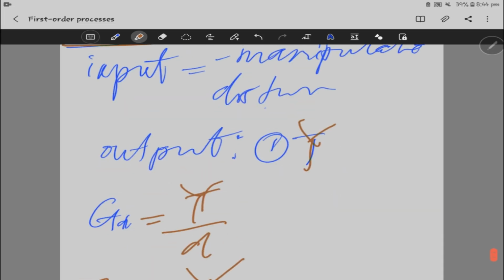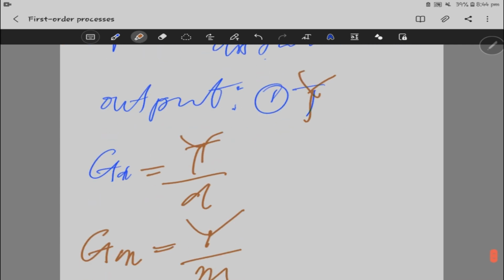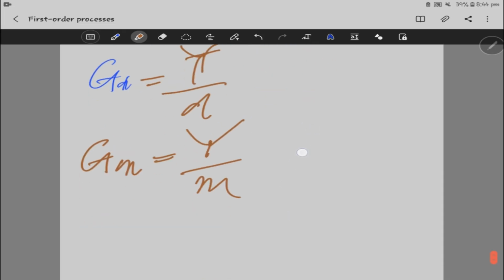So the more variables or disturbances you have, the more they will affect the number of transfer functions that you will get, right? Fine. So now that we have these basics in mind, we are just going to try a few more examples, right? So let's see.